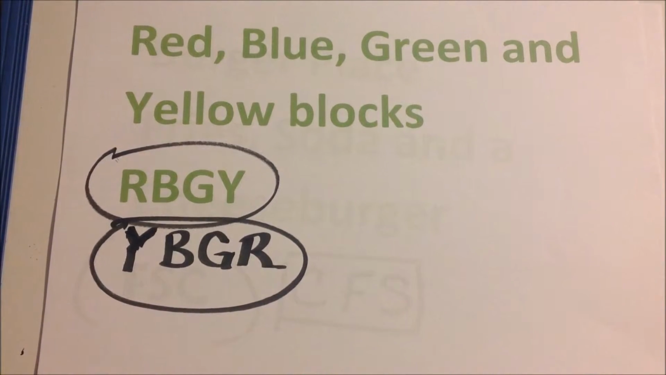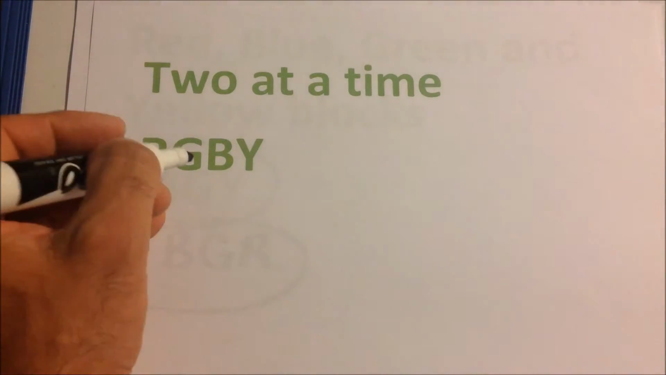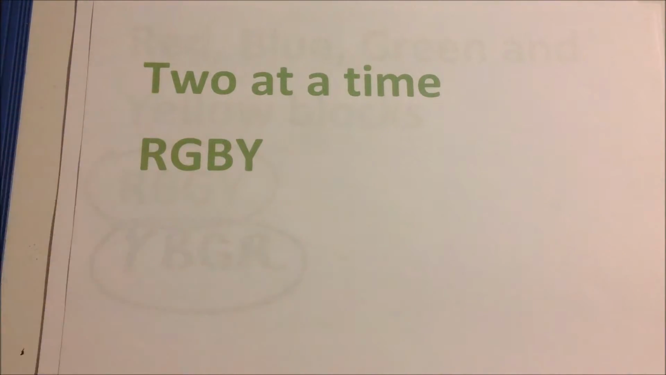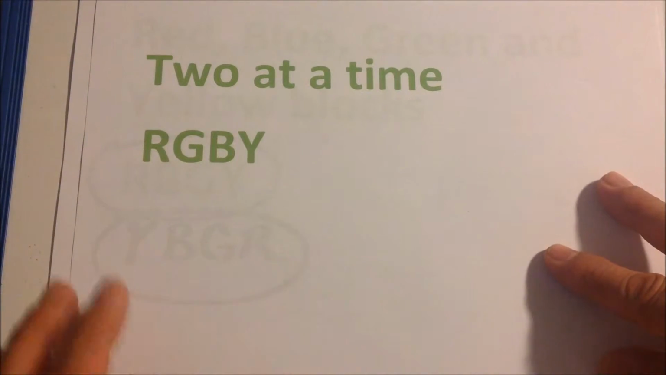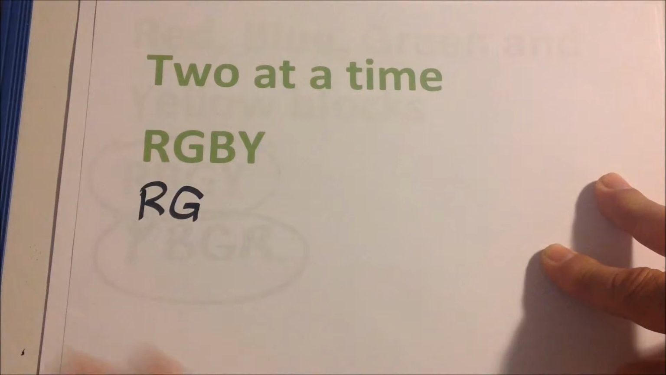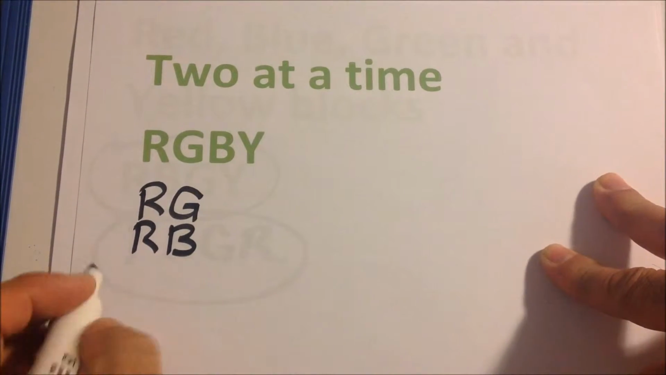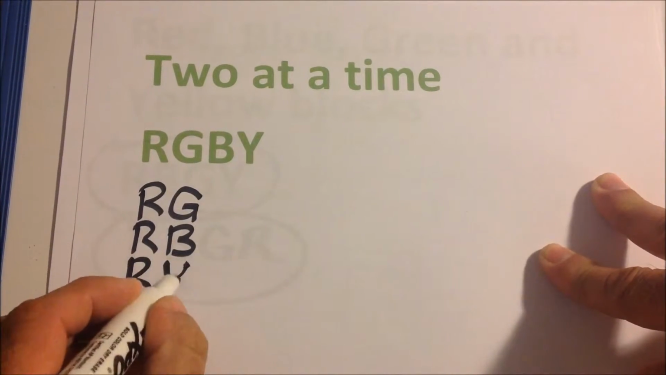Let's look at one where we're actually taking the word RGBY. Let's say it was the red, the green, the blue, and the yellow blocks, and we want to take 2 at a time. Well, you can take a red and a green. You can take a red and a blue. You can take a red and a yellow.